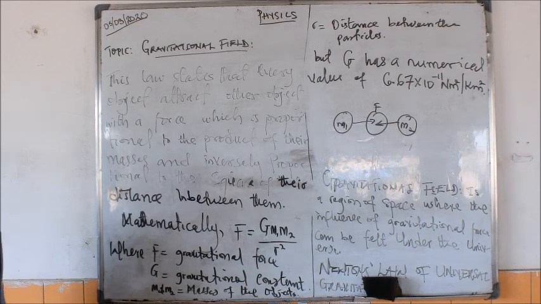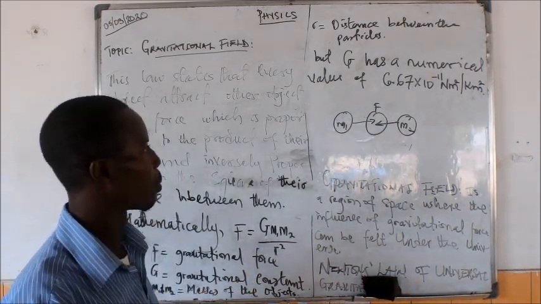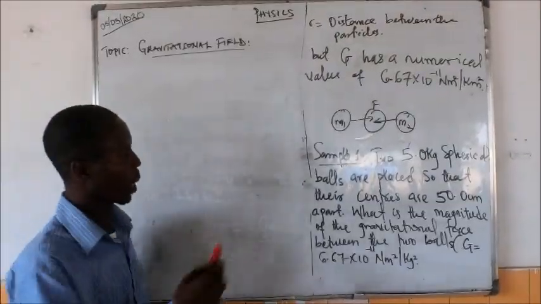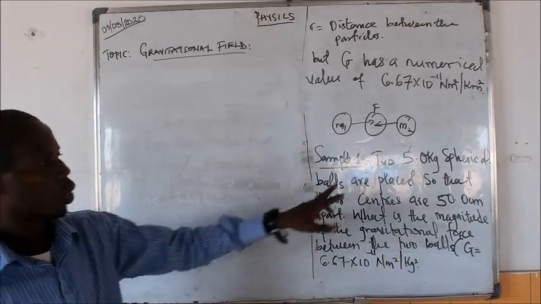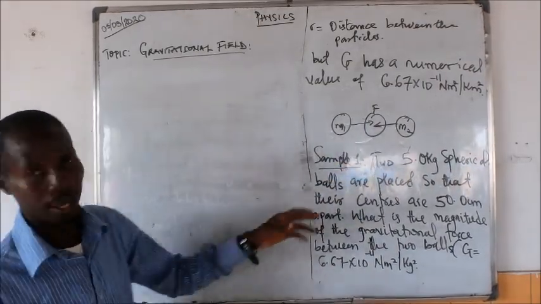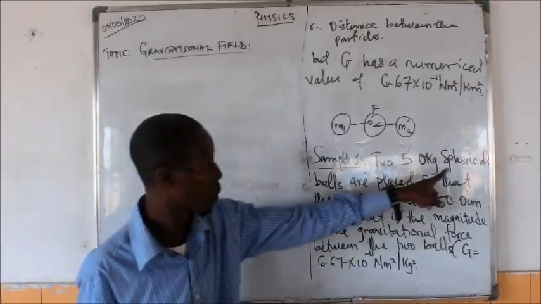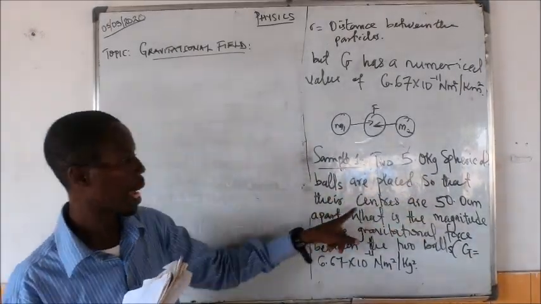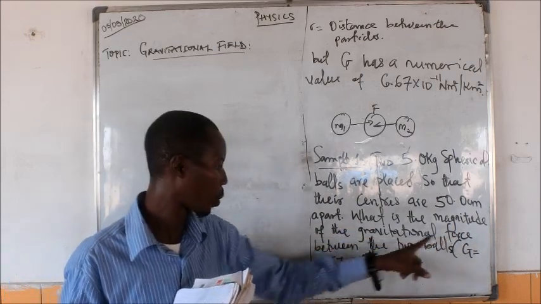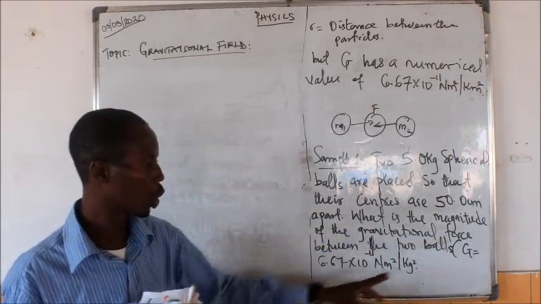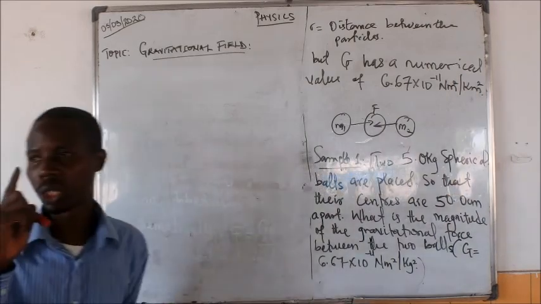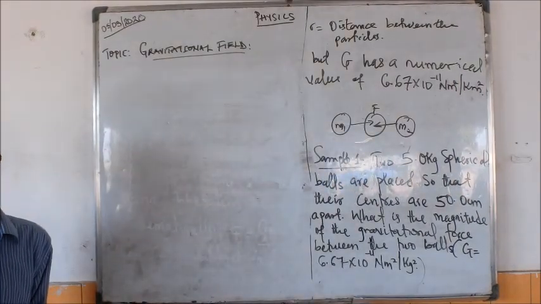Are we together? Okay? Now, I will give you some examples with calculation. With what we have on the board, the question says two 5 kg spherical balls are placed so that their centers are 50 centimeters apart. What is the magnitude of the gravitational force between the two balls, taking G as this? Are we together? Now, who can tell me the first step to take to solve this? What's going to be the first step?